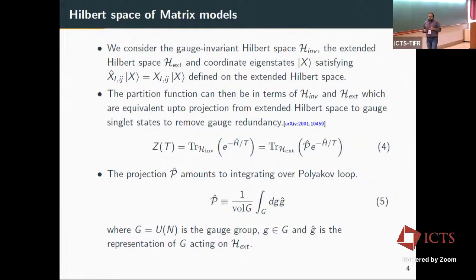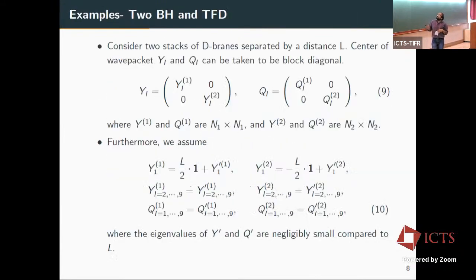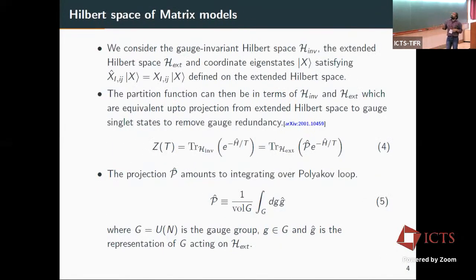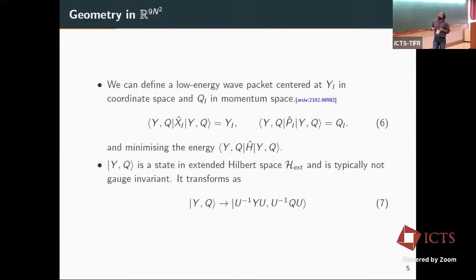The partition function, which can be expressed in terms of both the invariant Hilbert space and the extended Hilbert space, is equivalent up to a projection of states from the extended Hilbert space to the gauge invariant Hilbert space. As shown here, the projection amounts to integrating over the gauge orbit of any given state in the extended Hilbert space, which is the Polyakov loop, as shown here. Now, we will consider low energy wave packets, which are centered at y_i in the coordinate eigenspace, which is R^(9N^2), and q_i in the momentum eigenspace, as shown with this equation six.